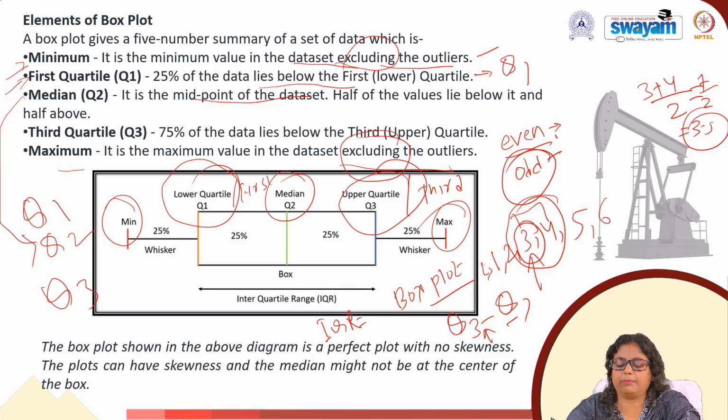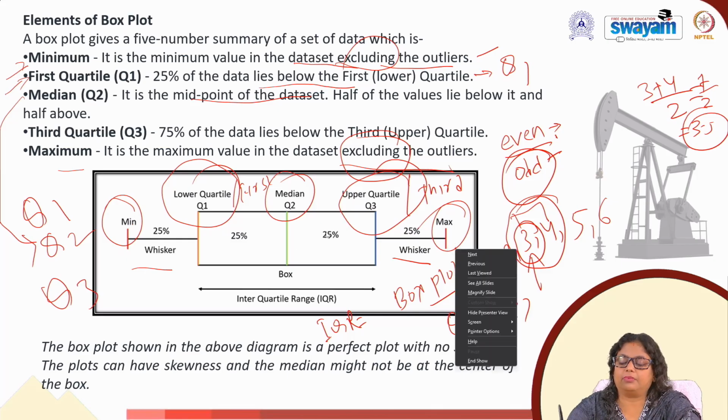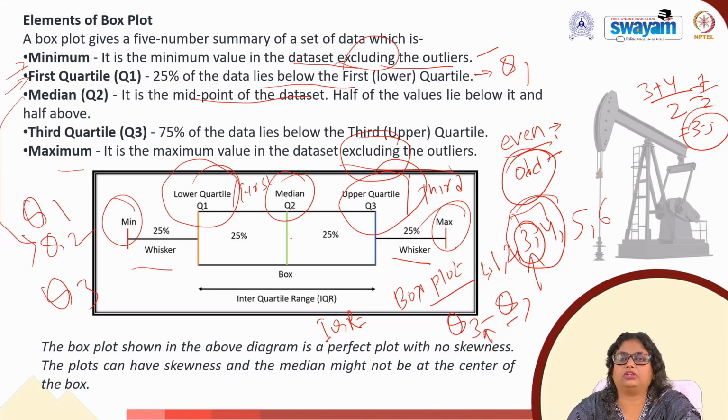With the example, this is the whisker we are talking about, 25%, 25%, so the total is 100%. Here is the minimum value, here is the maximum value, and this is properly distributed. The data is normally distributed.